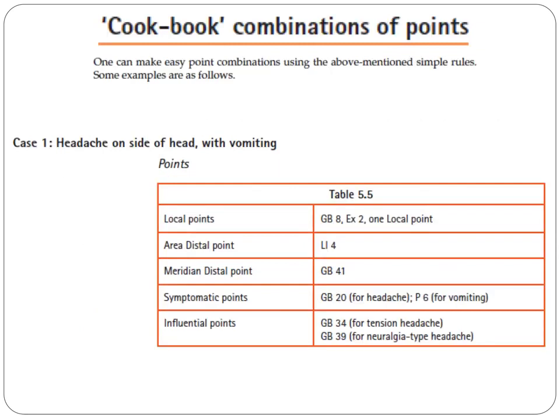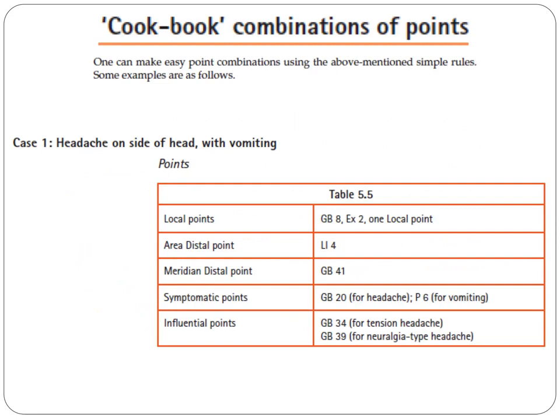Now we have cookbook or combinations of points. One can make easy point combinations using the above-mentioned simple rules. Some examples are as follows. So we have case number 1, headache on side of head with vomiting.